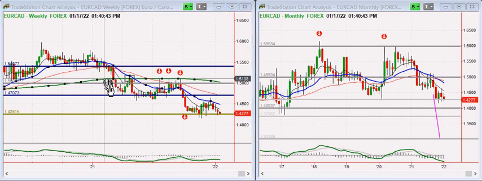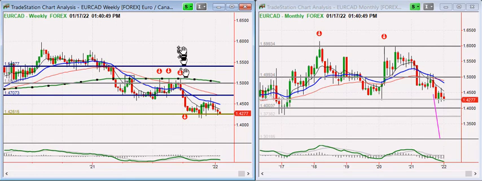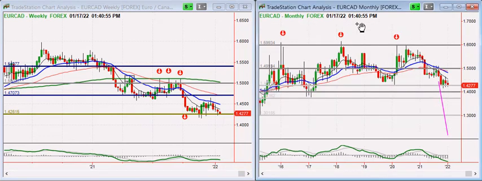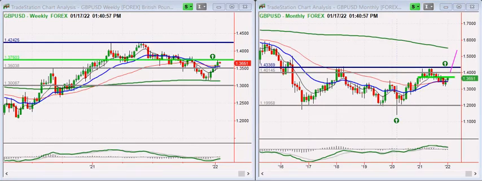So that's a 200. Price finds resistance here, the resistance with the 200. So we see a lot of bearishness here as well coming from the weekly chart. So that means Canadian dollar bullishness, right? Now let's have a look at the British pound against the dollar.